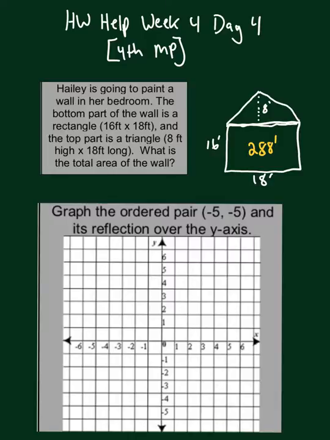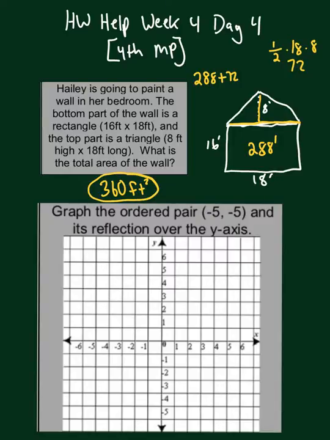So it's square feet. Now for the triangle, remember triangles are half times the base times the height. So half times the base would be 18, times the height would be 8. And if you type that in, you get 72. So if I add the 288 for the rectangle plus 72, I get my answer of 360 square feet. All right, so in those cases, sometimes drawing a picture will help you out.